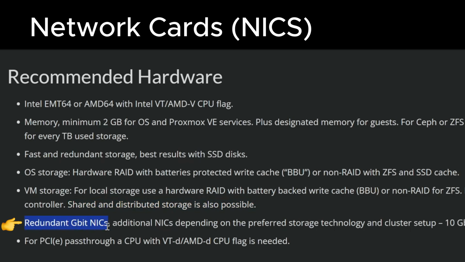Then redundant gigabit NICs are required. If you are using Ceph storage, then 10 Gbps is recommended. And here you can see that additional NICs will be preferred for the storage technology. So if you are using a cluster, I recommend you use dedicated network connectivity.